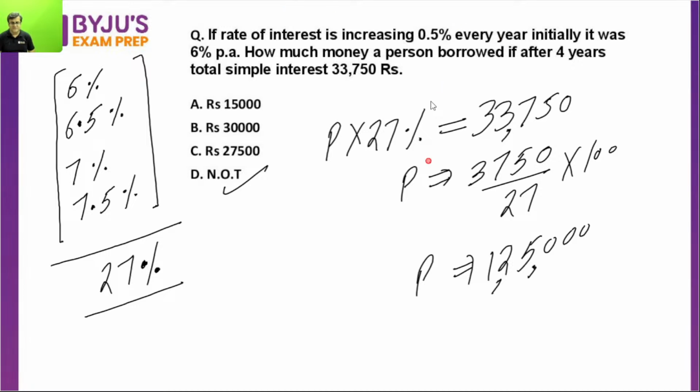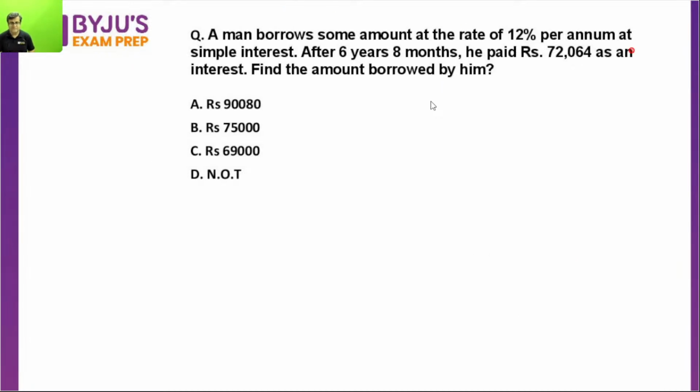1,25,000 is the principal, actual principal. Okay, beta. Now clear to everyone? Let's come to next. Pratnesh, you need to refresh or restart your system.